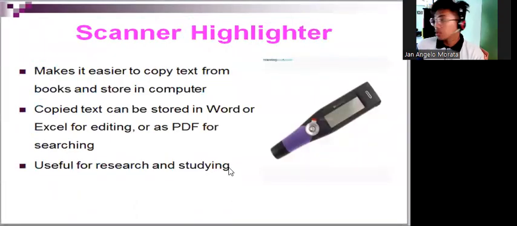So we have here the scanner highlighter. Makes it easier to copy text from books and store in computer. So napakaganda. I-highlight mo lang yung mga text, tapos may store na siya sa highlighter, and transfer mo na lang sa computer. So no need to write it. No need to write it manually. Copied text can be stored in Word or Excel for editing or as PDF for searching. So napaka-useful nito also sa research and studying.